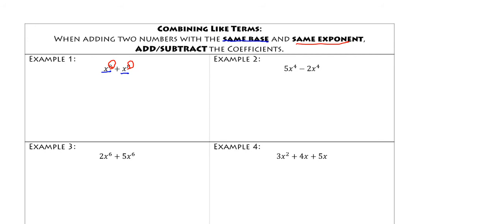And in front of the variables are the coefficients. And since there is nothing written, remember those are both 1s. So 1x to the 8th plus 1x to the 8th. So we add those coefficients. So 1 plus 1 is 2. Keep the same base and same exponent. 2x to the 8th. Okay, so the variable or the base and the exponent do not change. And you keep x to the 8th.